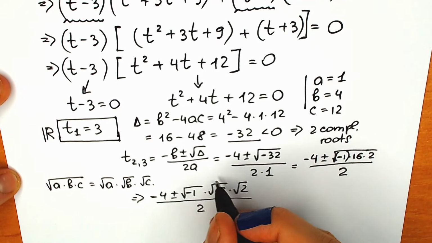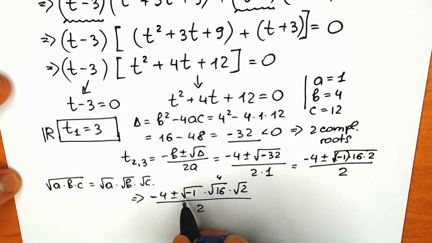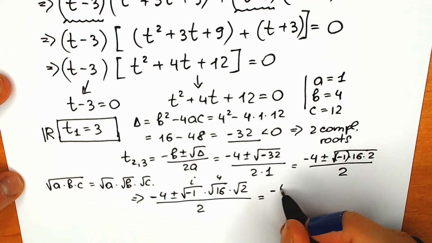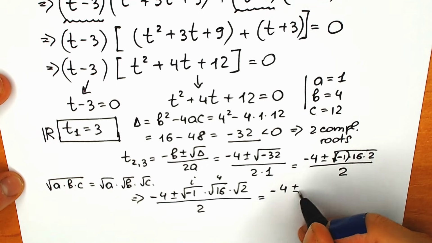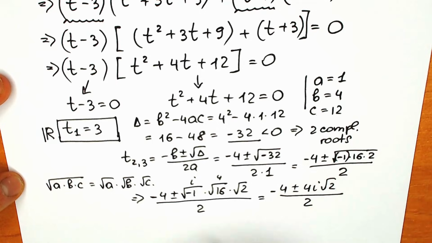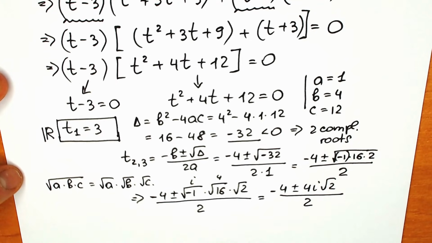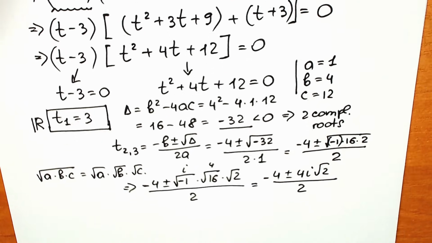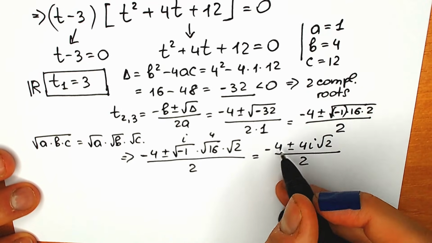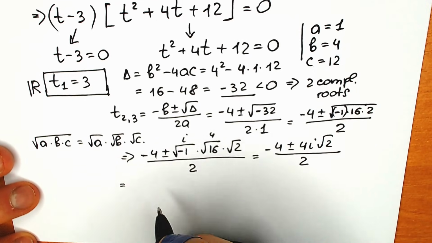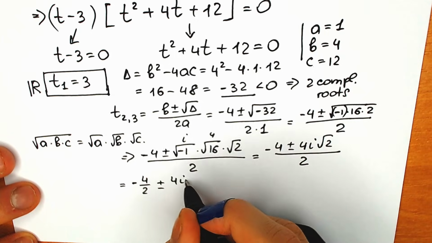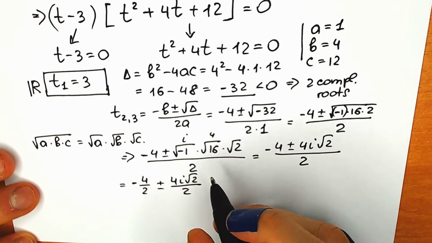Okay, square root of 16 equal to 4. This is our imaginary unit, square root of minus 1 equal to i, and as a result, in general, we will have minus 4 plus minus 4i square root of 2 over 2. Okay, and the final step, a lot of students don't see it, because right here we can actually divide all of these coefficients by 2. We can split it like that. We can write minus 4 over 2 plus minus 4i square root of 2 over 2 equal to.